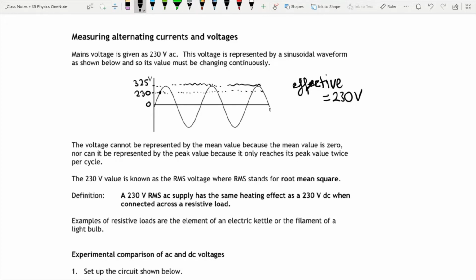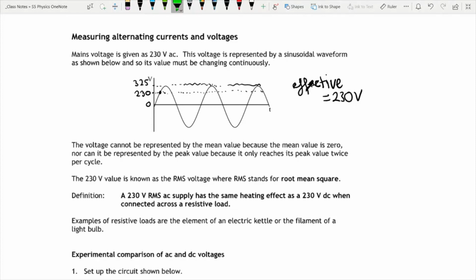So the voltage cannot be represented by the mean value because the mean value is 0. We said it's kind of averaged out, but if you had 325 plus minus 325, the average of that would be 0. Nor can it be represented by the peak value because it only reaches its peak value twice in one wave, so twice per cycle. So that 230 volts is known as the root mean squared voltage, RMS voltage for short, because nobody has time to say root mean squared every time.